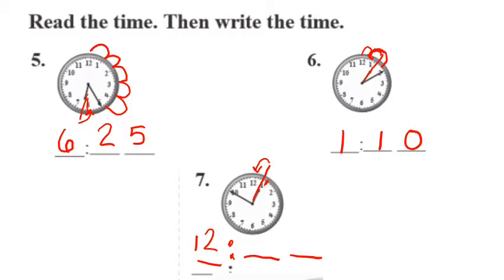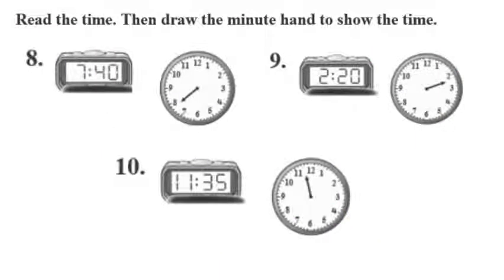Now I can count by 5s to get to my minutes. 5, 10, 15, 20, 25, 30, 35, 40, 45, 50. Therefore, it is 12:50 on the clock. That's exactly how I want you to do it on the test. First, choose what hour it is, then count by 5s and write the minutes.